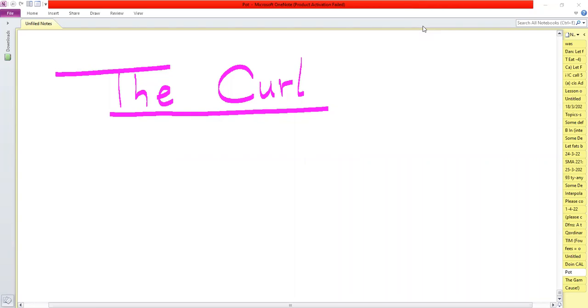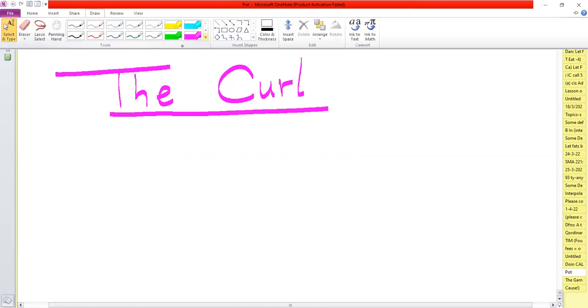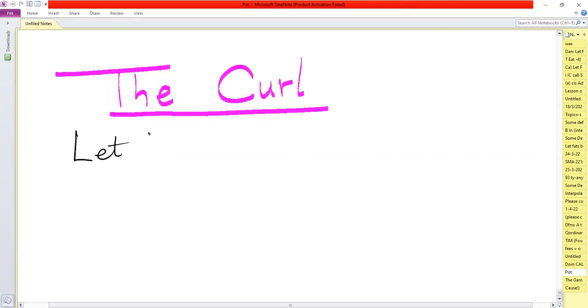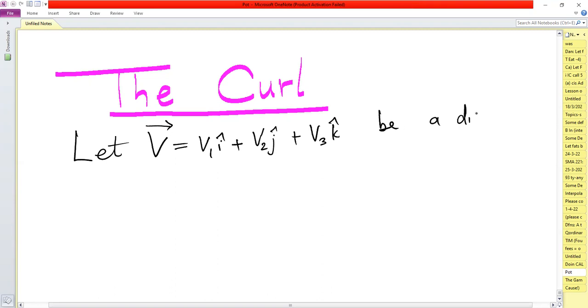In this session we discuss the curl of a vector field. We start by defining what we mean by the curl, and then do one or two examples to illustrate how to compute curl. So let V be a differentiable vector field.